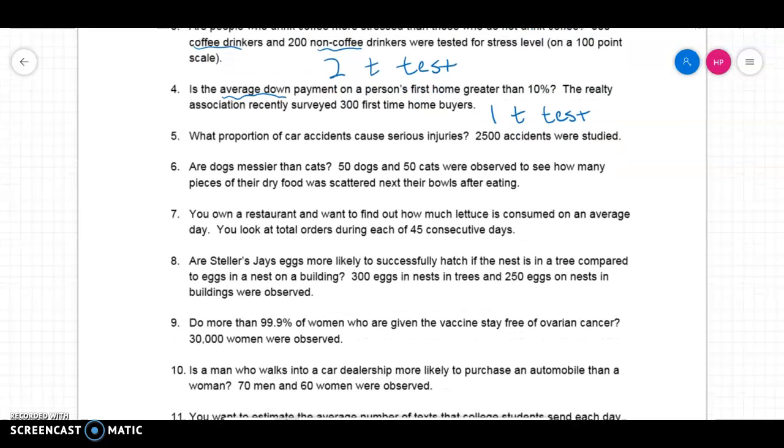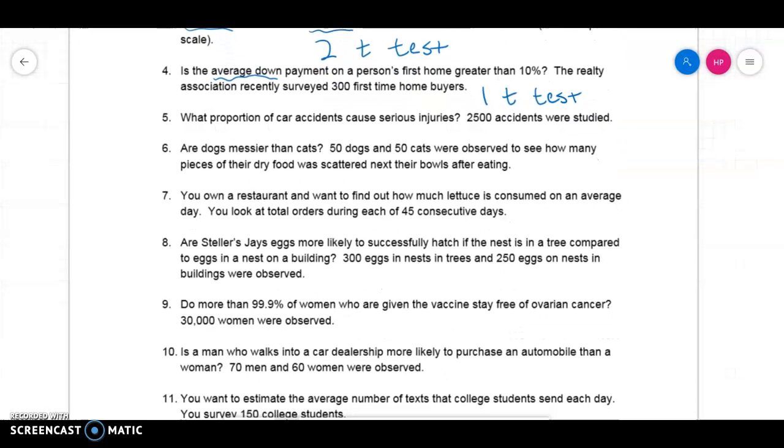Number 5 should have been really straightforward. What proportion cause serious injury? So they either do or they do not, if that's the way that the accidents are classified. So this would be a one prop Z, and it's asking what proportion. So even though it doesn't say estimate, I'm trying to quantify the proportion that caused the accident. So that's what makes this a confidence interval.